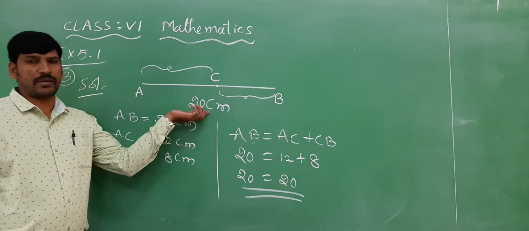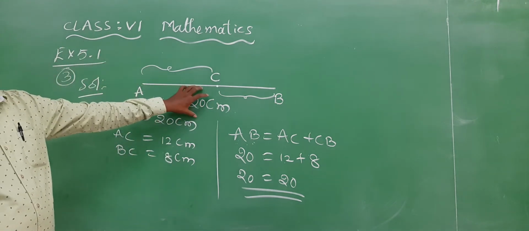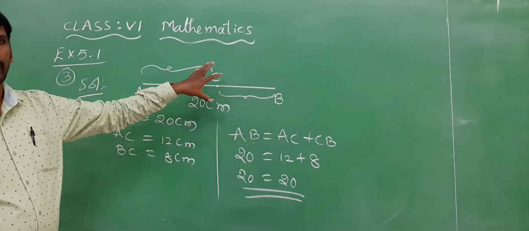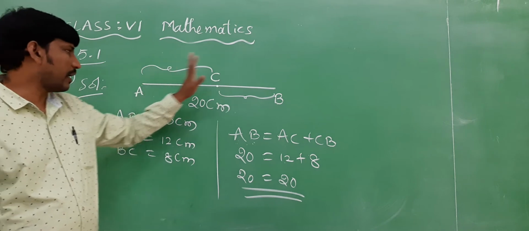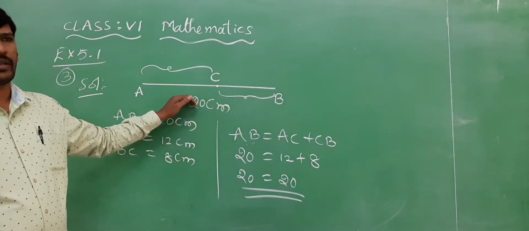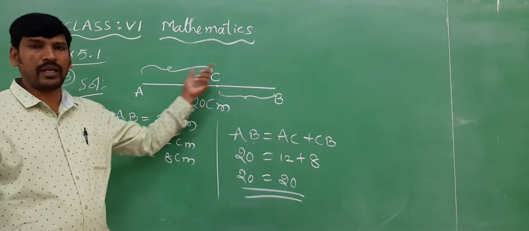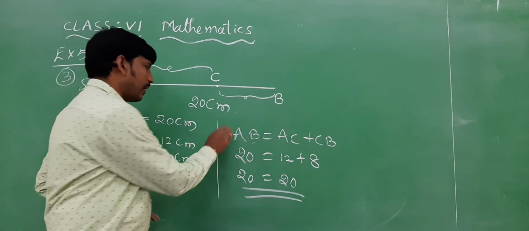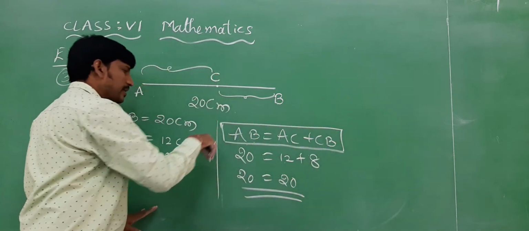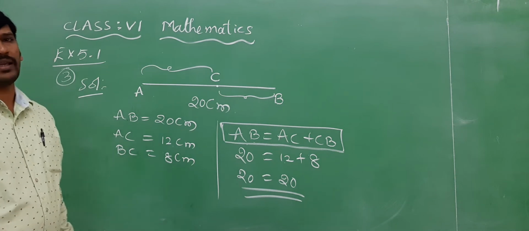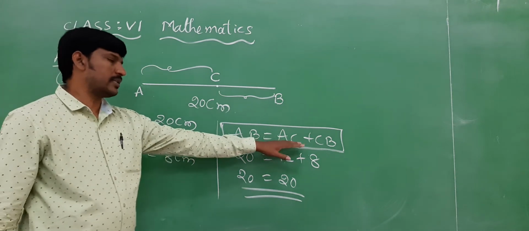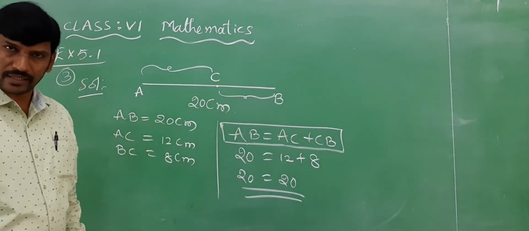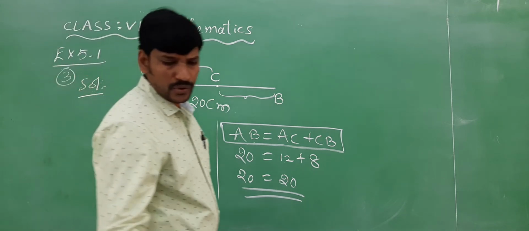Children, you can take any measurement. For example, I took 20 centimeters, and AC became 12 centimeters and CB became 8 centimeters. You can take any measurement. Let us take AB as 12 centimeters. Then take a point C on AB, then measure AC and measure CB. You will compulsorily get AB equal to AC plus CB. This condition is always satisfied, because here C is a point between A and B. Is this clear, children?